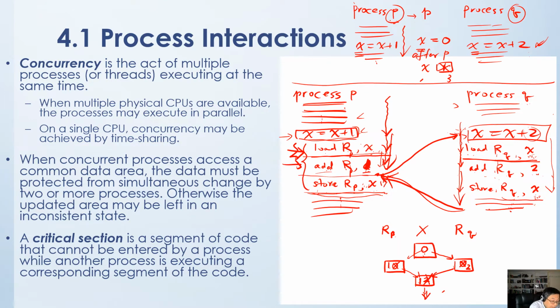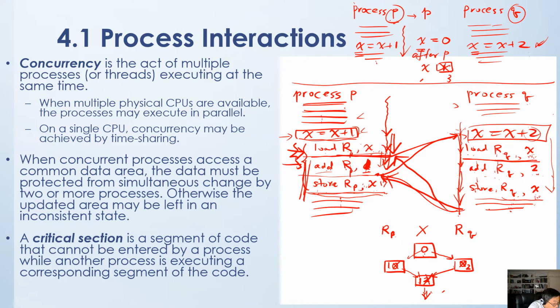Let's say I run 1 instruction here and I switch to the other process, and I execute all 3 instructions for X equals X plus 2, and I switch back here and continue the remaining 2 instructions for X equals X plus 1. Now you can check the final value of X in the memory. It could be different. It's not 1 anymore. It could be some other value.